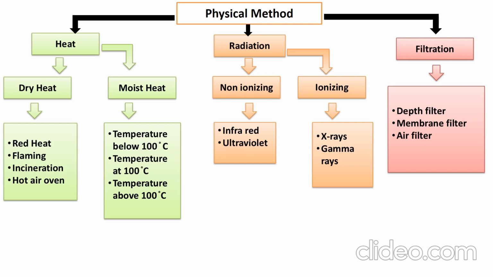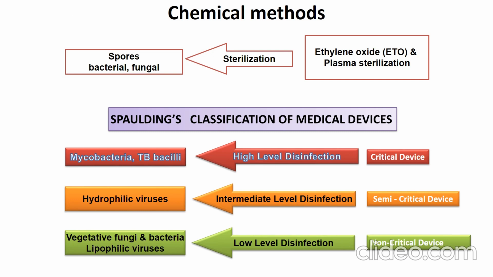Physical methods can be classified as heat, radiation, and filtration. Heat is further classified as dry heat, where the hot air oven is very important, and incineration is also important in treatment facilities. Flaming and red heat are used in laboratories. Moist heat, where temperatures above 100 degrees Celsius are usually used, employs a device called an autoclave in a laboratory and also in the central sterile supply departments, the CSSD, of hospitals. Moist heat is also used at temperatures below 100 degrees Celsius, for example pasteurization, which is used commercially and also at homes.